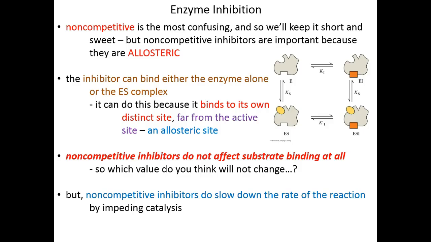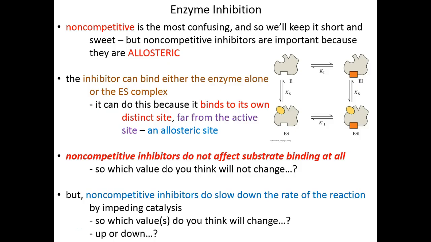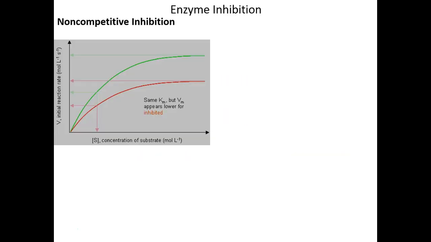But non-competitive inhibitors inhibit. They slow the reaction down. They impede catalysis. So which value do you think will change as a result of the presence of a non-competitive inhibitor? And hopefully you said Vmax. You might have said Kcat as well. Both answers are correct. Vmax and Kcat change in the presence of a non-competitive inhibitor. And which way do you think they change? Do you think those values go up or down? And they do go down. The rate of the reaction and the velocity of the reaction decreases in the presence of inhibition.